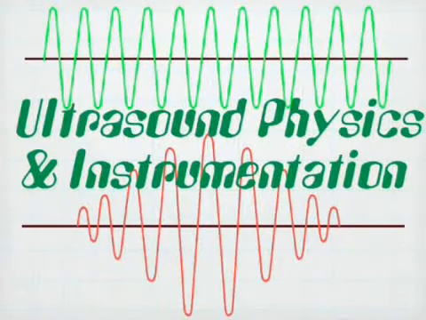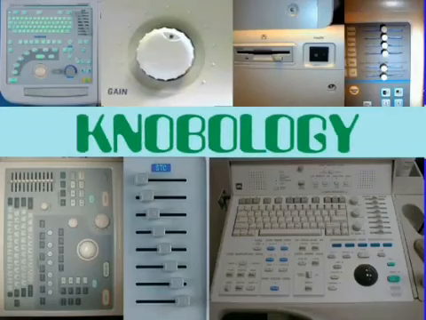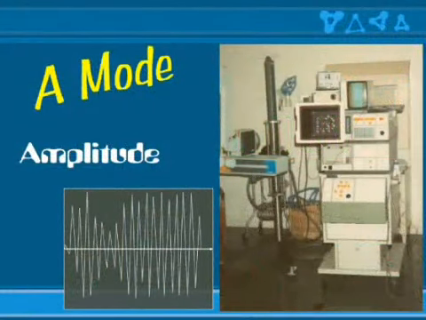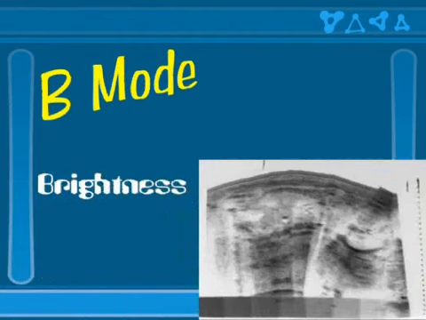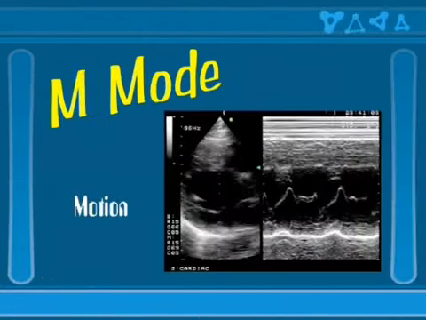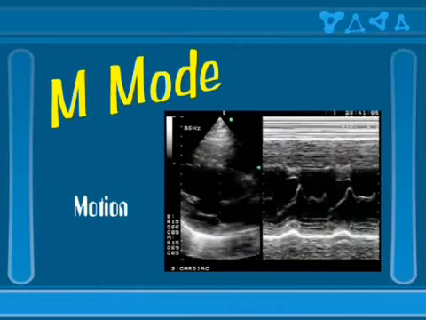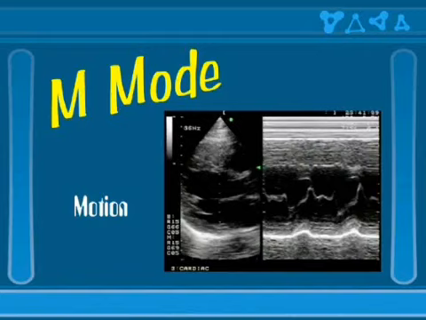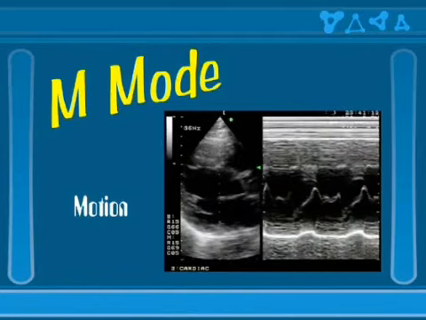Ultrasound physics and instrumentation. Knobology. Modes of ultrasound include the A mode for amplitude, no longer much used. B mode for brightness for two-dimensional pictures. M mode stands for motion, for cross-sections and motion at a distance from the probe, mostly used for cardiac ultrasonography.